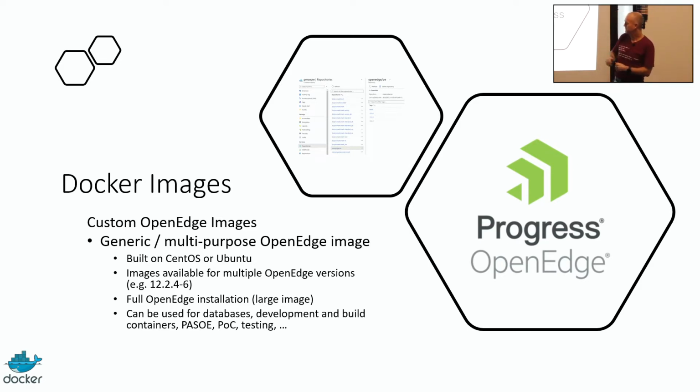So we always end up creating our own generic multi-purpose OpenEdge image, which is built either on CentOS or on Ubuntu, and where we have multiple versions of Progress available. And these images we can use to run databases, we can run PASOE instances, we can run build processes, we can compile stuff, we can do all sorts of cool and weird and wonderful things with that. And that's actually one of the components that's missing in the official images that are available from Progress. But we need that for this kind of project to be able to work.